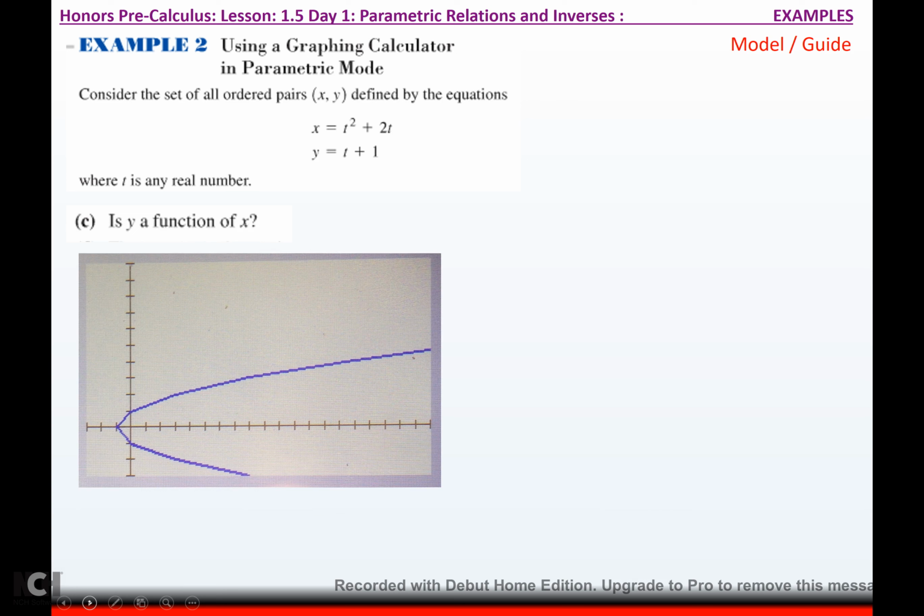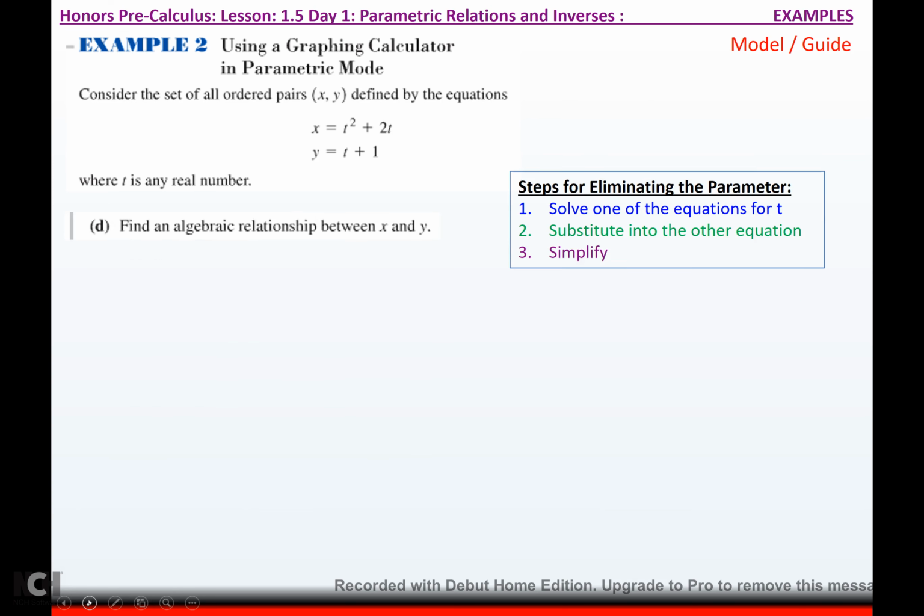And then they want to know, is y a function of x? Well, it doesn't pass the vertical line test, so no. Okay. D, find the algebraic relationship between x and y. If I'm doing it algebraically, I'm going to pick one equation and get t alone. I'm going to pick the y equation this time because it's simpler. So to get t alone, I'm going to subtract 1, and I get y minus 1 equals t.